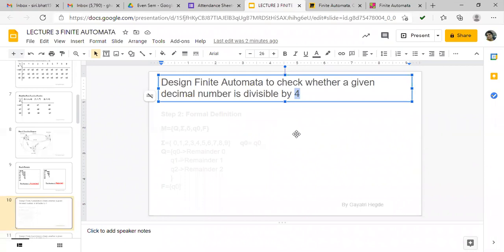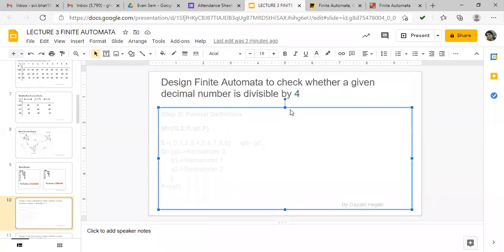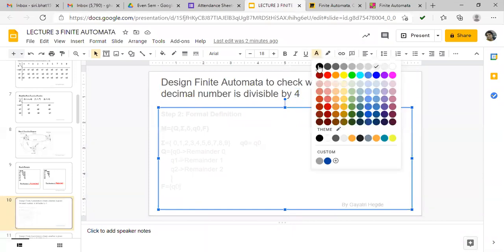Which is our start state? And which is our final state? Which will be our final state? Final state, bacha, final state. How come it is Q3? How come it is Q3?